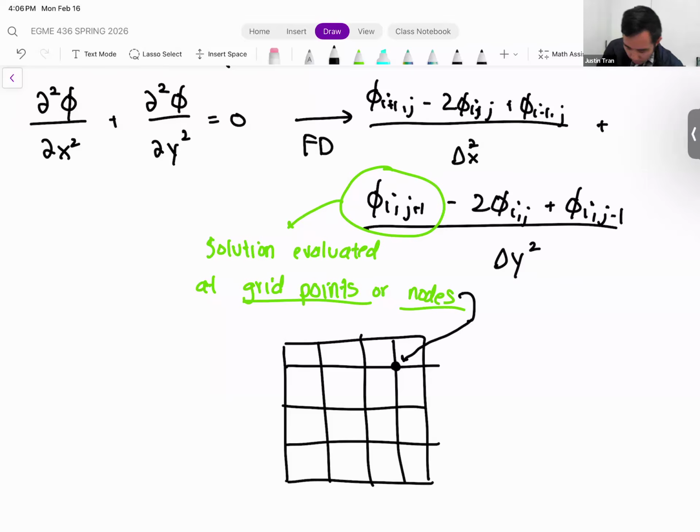If you solve phi at every single one of these grid points, boundaries included, you solve for the solution at every single one of those grid points, then you would be able to solve for the value of the solution throughout the entire domain. So finite differences, even though it's not strictly in the name, we work off these grid points or the nodes.